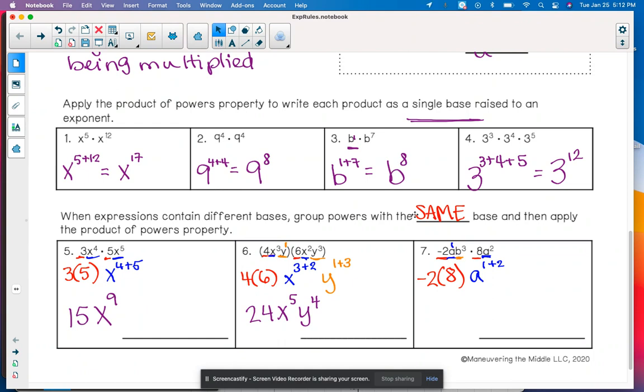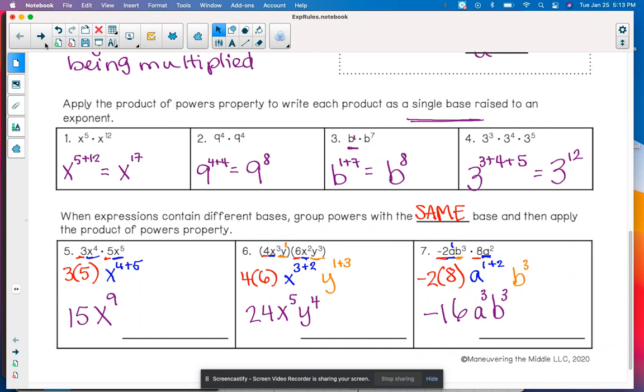So what that means is b cubed is just going to drop down. It's like a leftover. It's not going to change, it just stays the same. So when we simplify this, we get -16 a cubed b cubed. And that would have been your final answer. So again, if there are no other matching bases, we're just going to bring our leftovers down. It's still part of the answer and does not disappear.